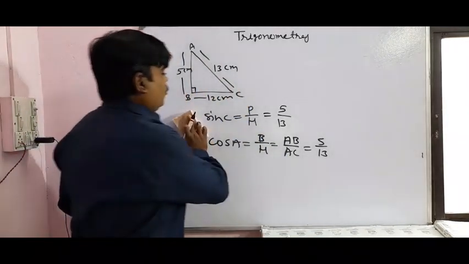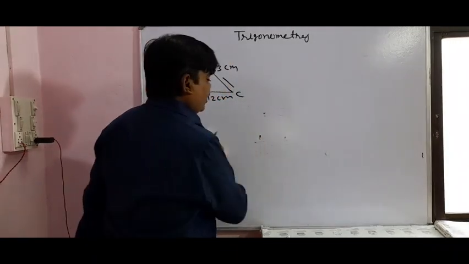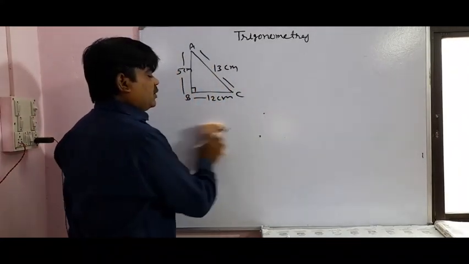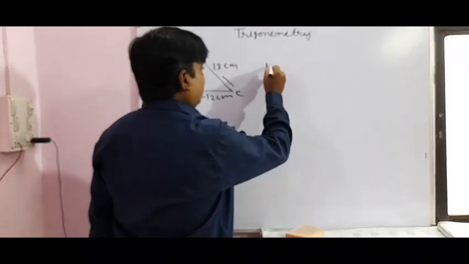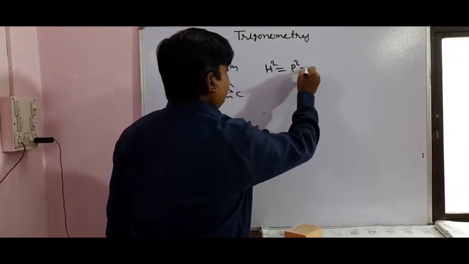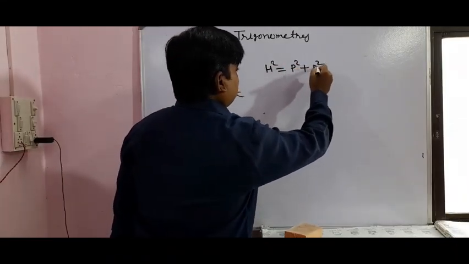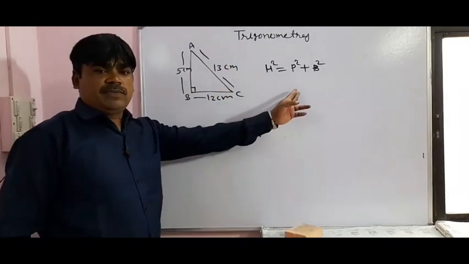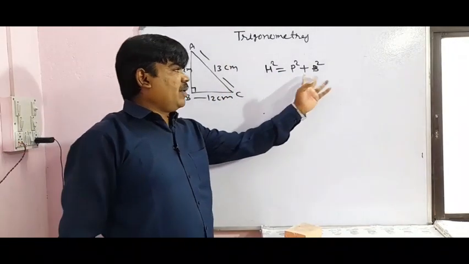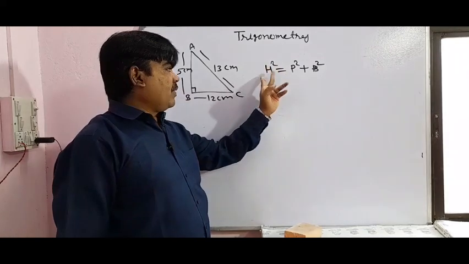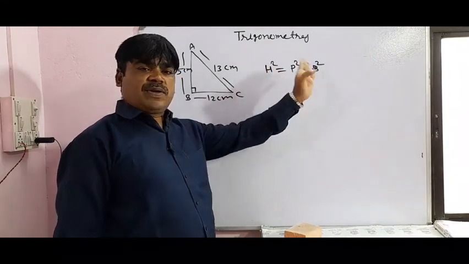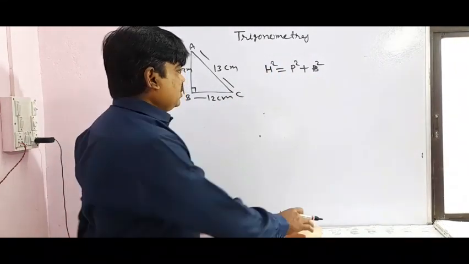And you know that if we have only two values, we can find the third value by the Pythagoras theorem, which is h square equals p square plus b square. Using this formula we can find one value. If we are given perpendicular and base, we can find hypotenuse. If we are given hypotenuse and perpendicular, we can find base also.